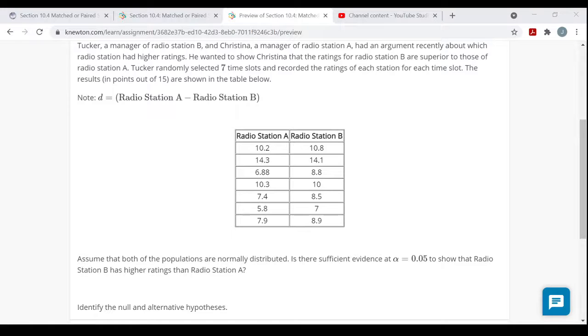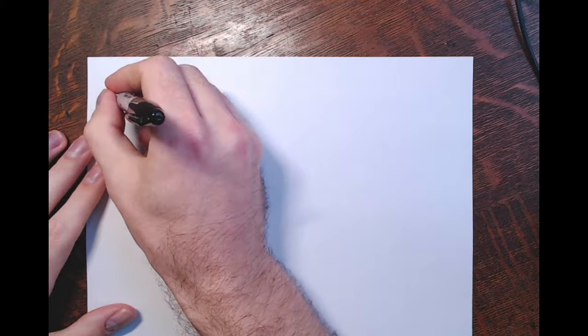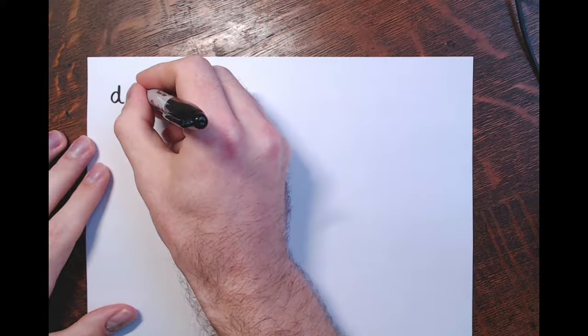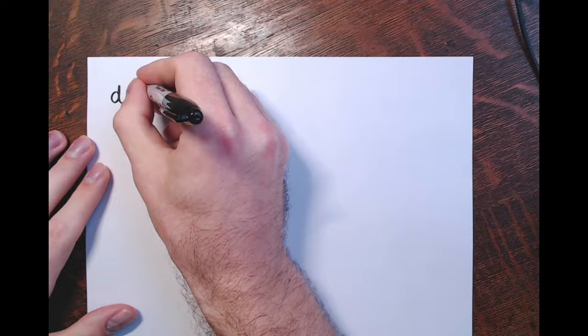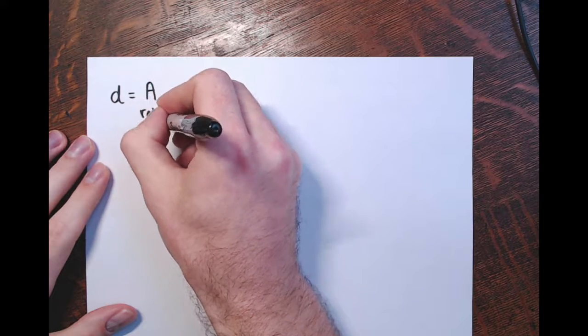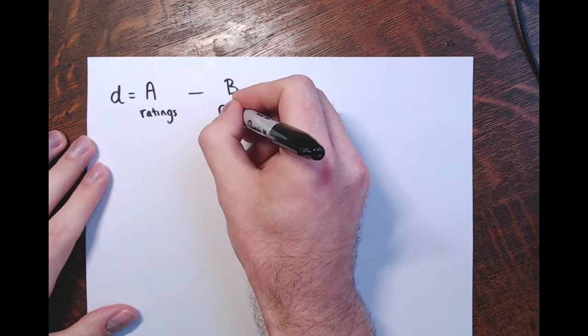I'm going to establish some stuff here. Let's get rid of the calculator for now. I'll come back to it. The differences we're taking here are the radio station A ratings minus the radio station B ratings.